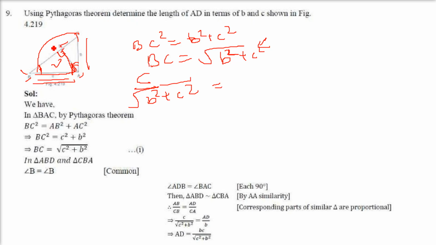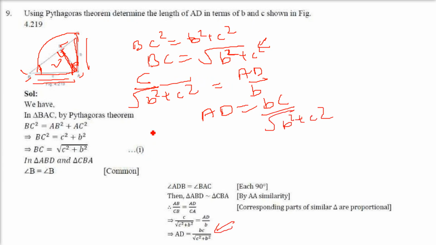What is AD? AD is not known to us. By AC. AC is nothing but this is your B. So what will be AD? AD will be equal to BC by under root B square plus C square. This is the answer. Now in the copy and examination, you have to write like this only. This is just for the approach we have to take.